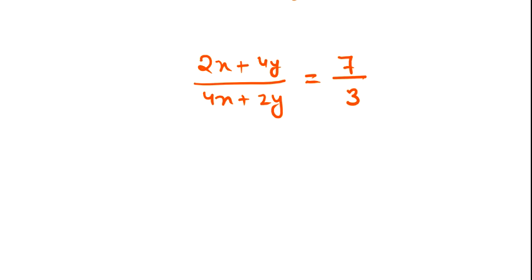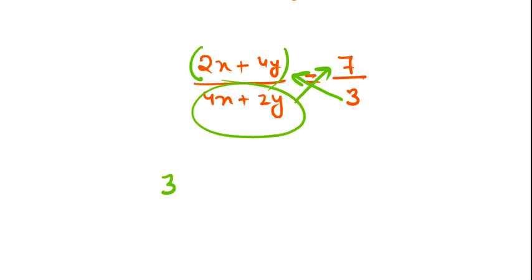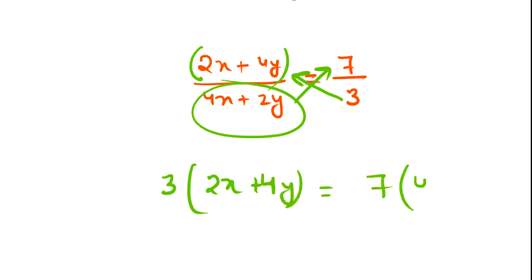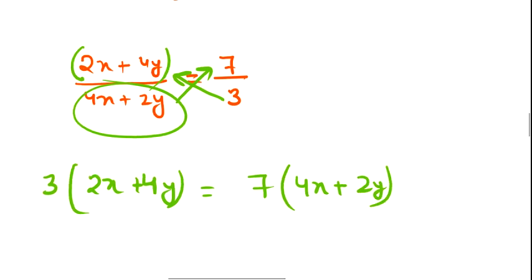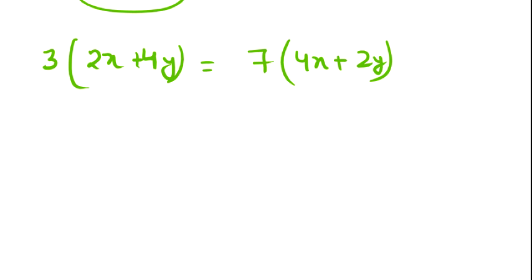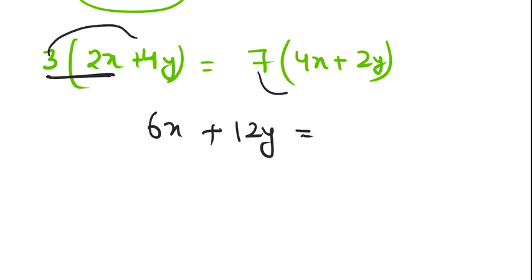How will you cross multiply? 3 will multiply with this and 7 will multiply with the whole number. So 3 in multiplication with 2x plus 4y and 7 in multiplication with 4x plus 2y. Now we need to open the bracket. What will happen? These will multiply: 6x plus 12y equals 28x plus 14y.